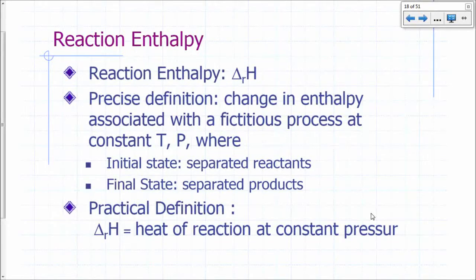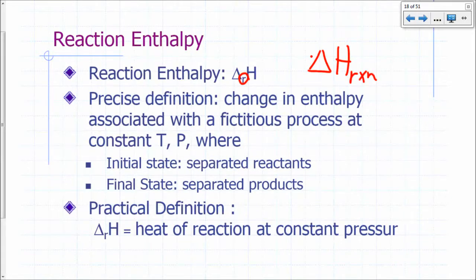So let's talk now about reaction enthalpy. It's the change in enthalpy that's associated with a reaction. Delta H with the R subscript between the delta and the H is the official symbol for reaction enthalpy. You might see that symbol written as delta H RXN.